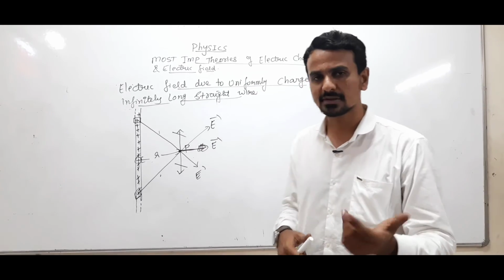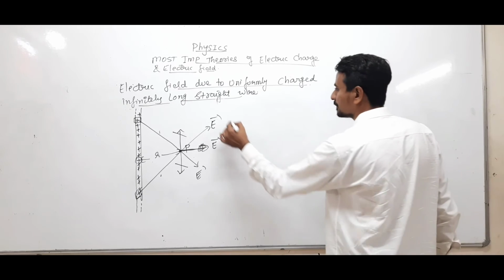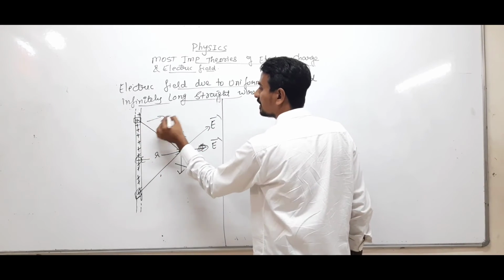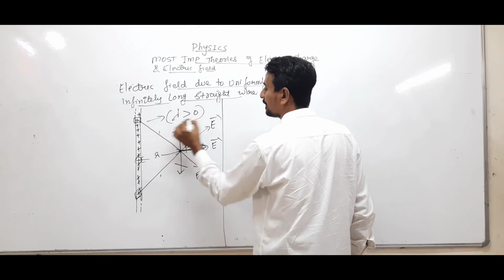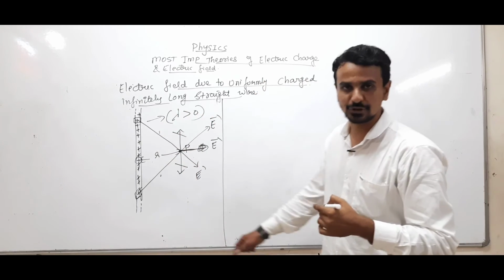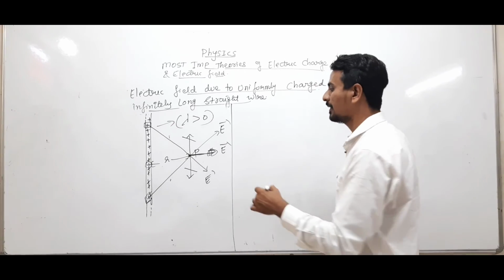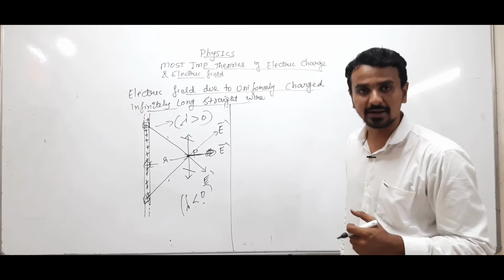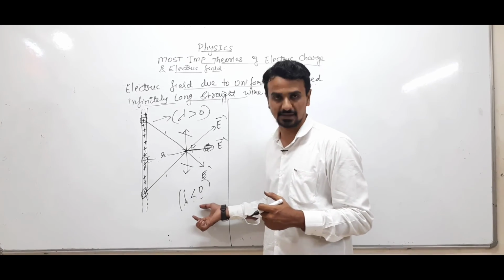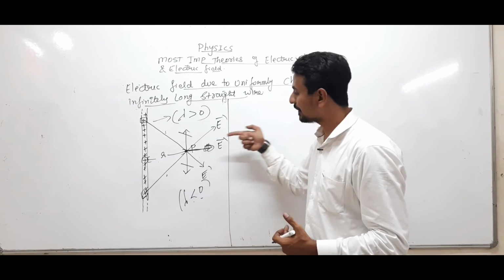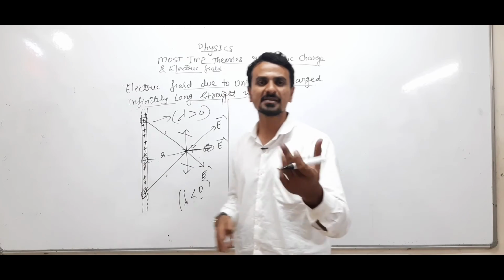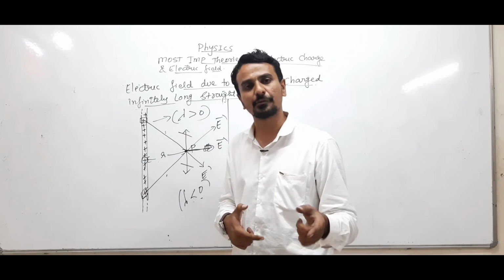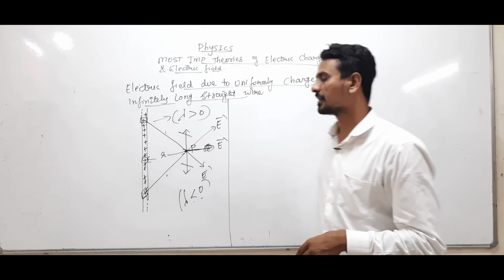For that we'll use Gauss theorem. And yes, this was lambda greater than 0. That means positive charge is being distributed on the wire. If we distribute negative charge on the wire, that means if lambda is less than 0, then the electric field will be radially inward, because for a negative charge the electric field is towards itself, and for a positive charge it is away from the point.